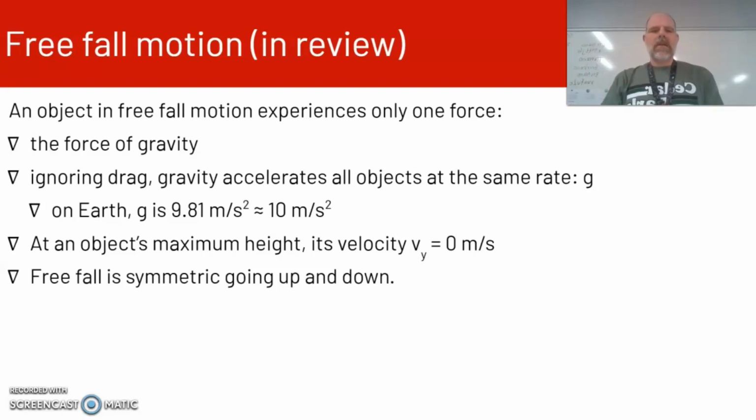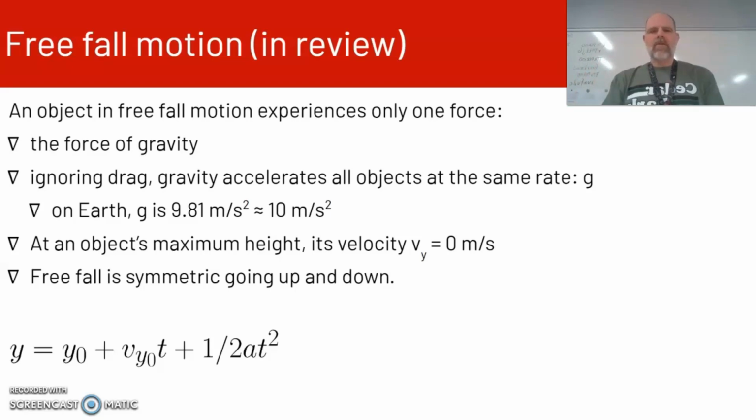Free fall is symmetric, going up and down. So when an object is moving in a vertical direction, if it's going up, and then when it's coming back down again, at the same point in that trajectory, at the same point in the positive motion upwards and in the negative motion downwards, it's symmetric.